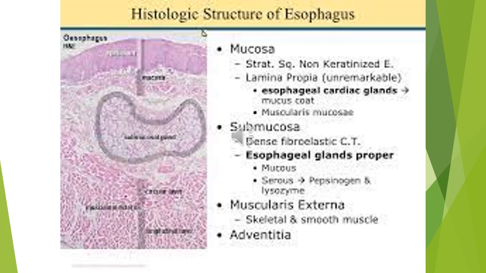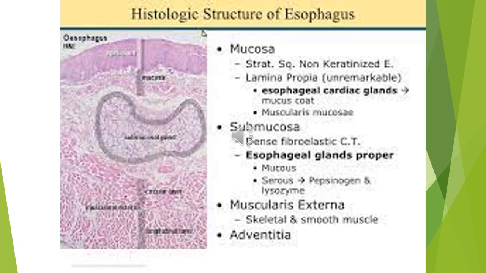So you have to keep in mind which part of the esophagus you are drawing in your diagram. If you are drawing the upper one third, draw skeletal muscles; if you are drawing the middle portion, draw skeletal as well as smooth muscles; and if you are drawing the lower one third, draw only smooth muscle fibers. In our histology lab we have the slide of the lower one third of the esophagus, so you will be drawing only smooth muscles.